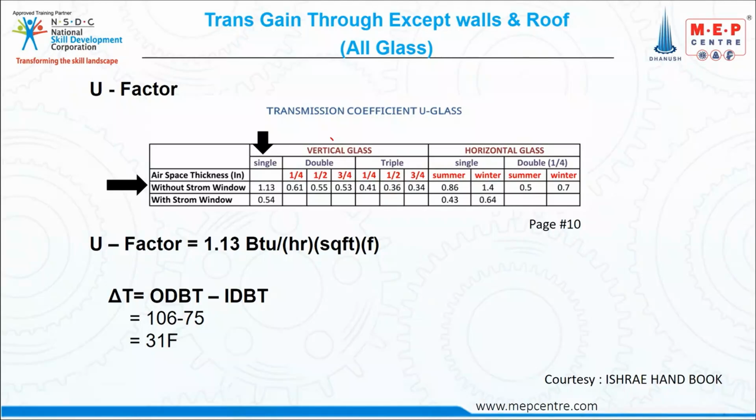Sir, can you please explain ODBT and IDBT? ODBT means outside dry bulb temperature. IDBT means inside dry bulb temperature. In the starting, we made a psychrometric table yesterday. From there, we have taken this, as per regional temperature.